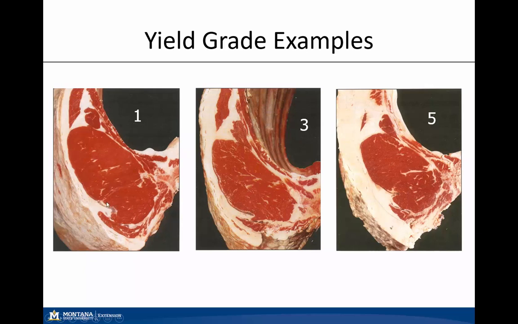So we have a yield grade 1. In the middle we have a yield grade 3. We can see that ribeye is a little bit smaller, a little bit more back fat. And then a yield grade 5, extremely large back fat, fairly small ribeye area.